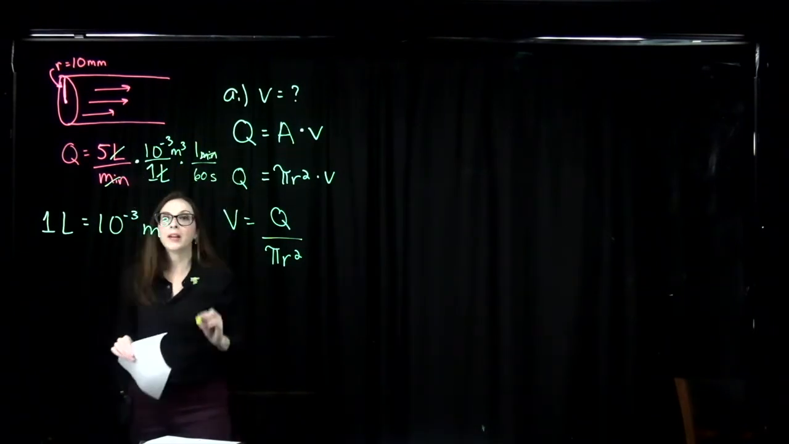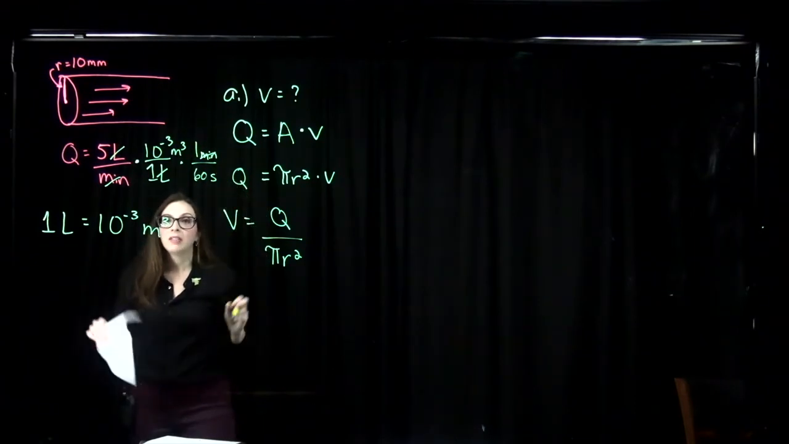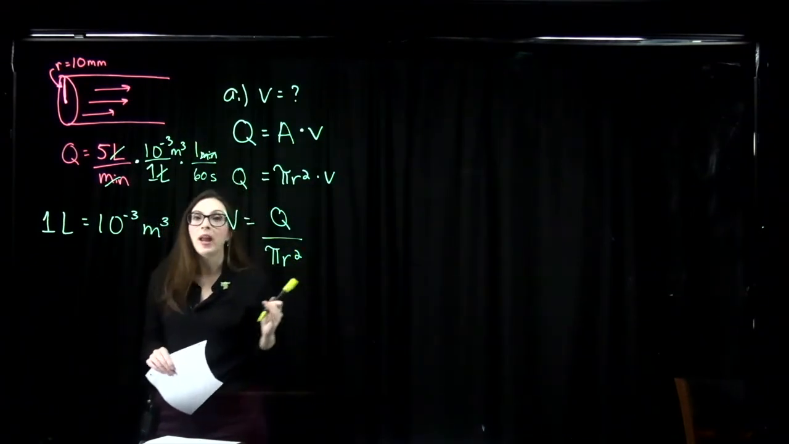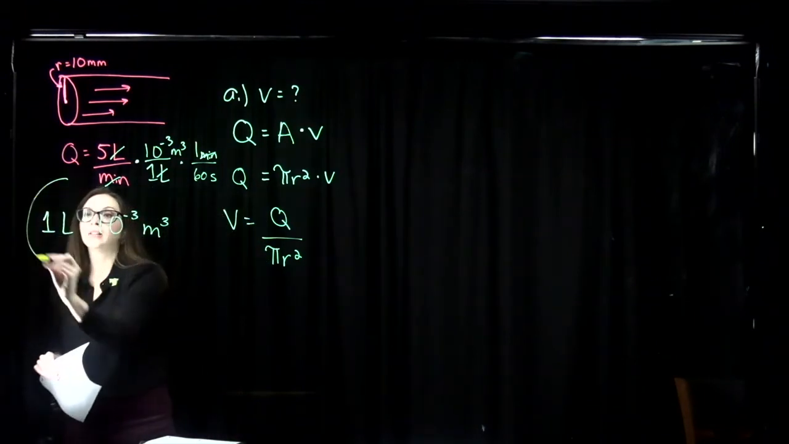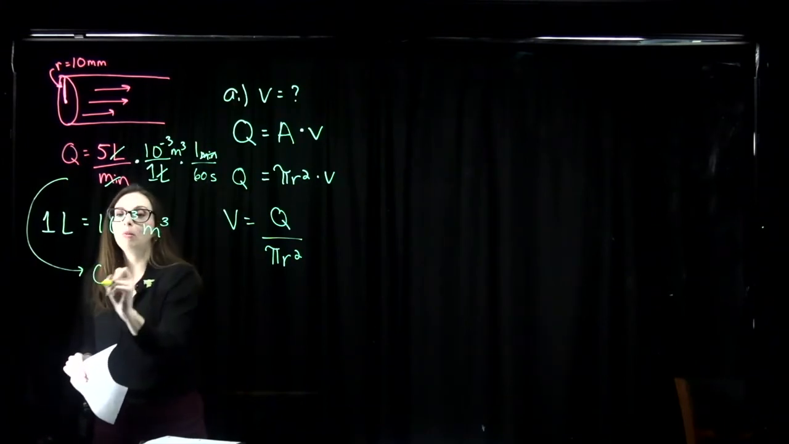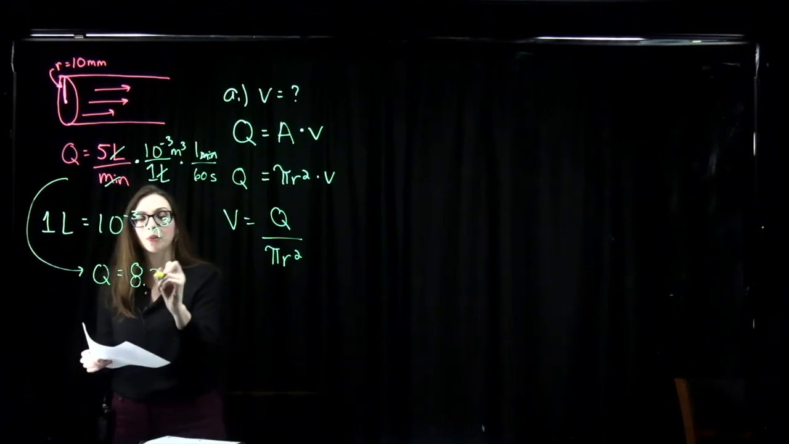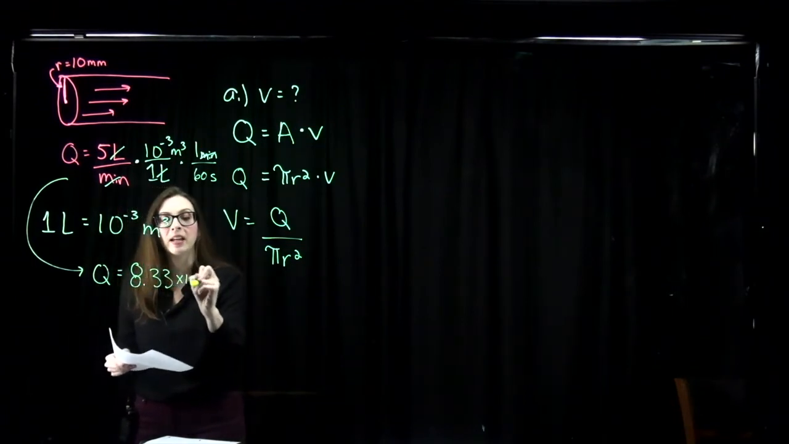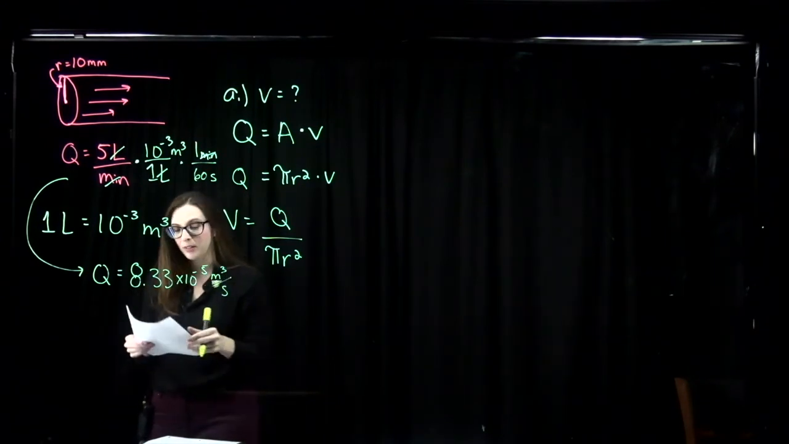So when I take 5 times 10 to the minus 3 and divide it by 60, that will get me my flow rate in meters cubed per second, okay? That's going to be our standard unit for flow rate. So whenever I do that, I find that my flow rate is going to equal 8.33 times 10 to the minus 5 meters cubed per second.